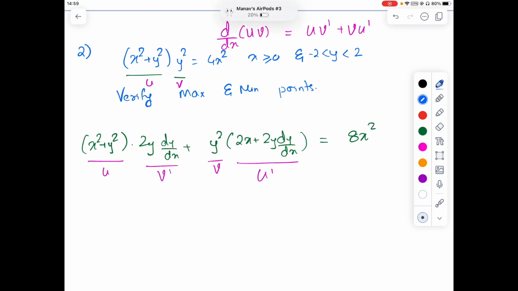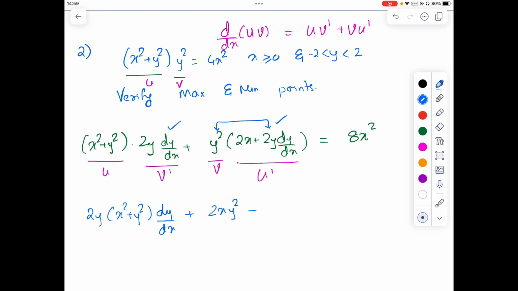When I expand it out, because I want dy by dx common, this y square times 2y is 2y cube. So 2y times x square plus y square dy upon dx, plus 2x y square. I'm expanding the bracket: 2x y square plus 2y cube dy by dx equals 8x square. Then what should I do? I take dy by dx common.